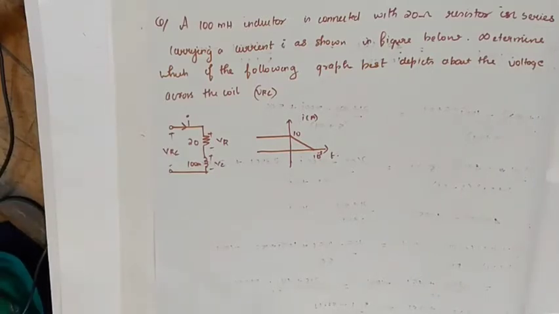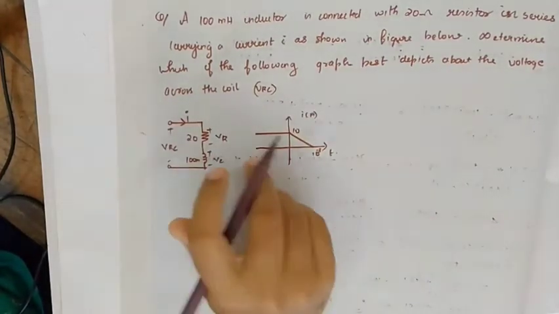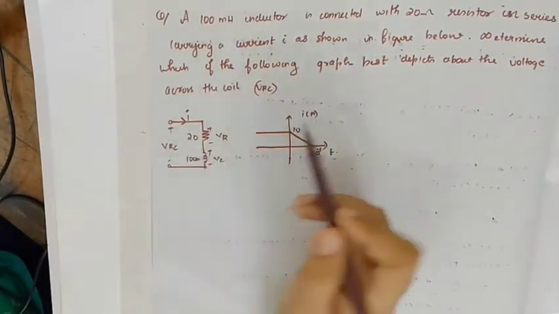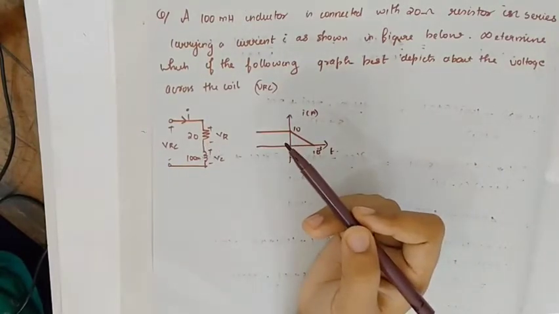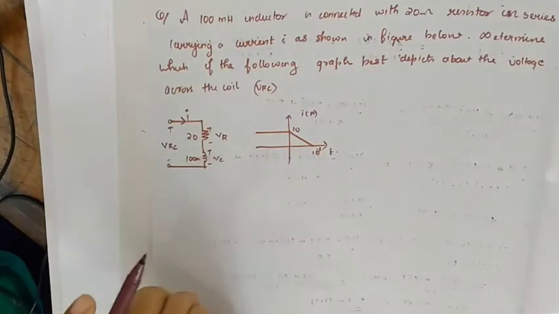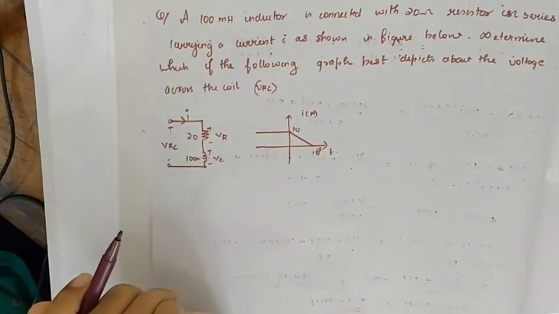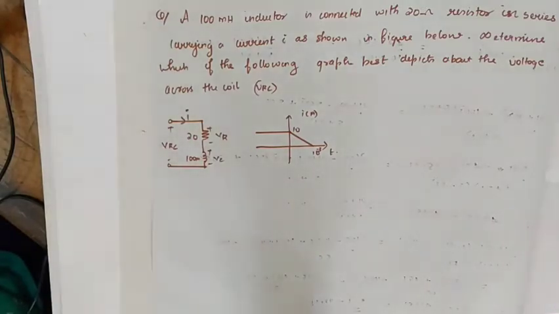In the question it is given that a 100 millihenry inductor is in series with a 20 ohm resistor and a current I is flowing through this inductor. Determine which of the following graphs best depicts the voltage across the coil. So we have to find the voltage across the coil. For that, first of all, I have to write the equation of the current.